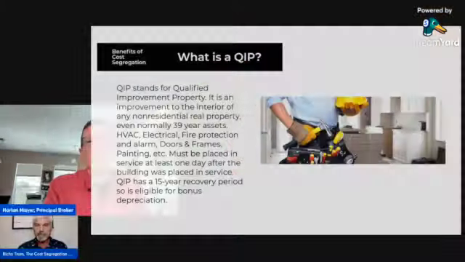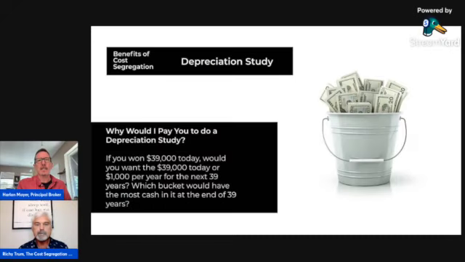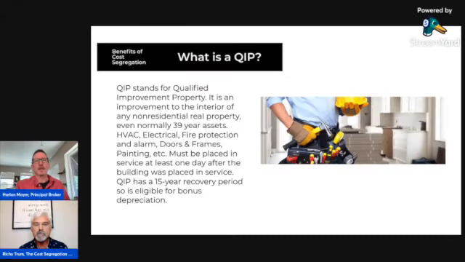All right. So getting back to business here. Oh, we were there. Is it not a Q-tip? It's a QIP.